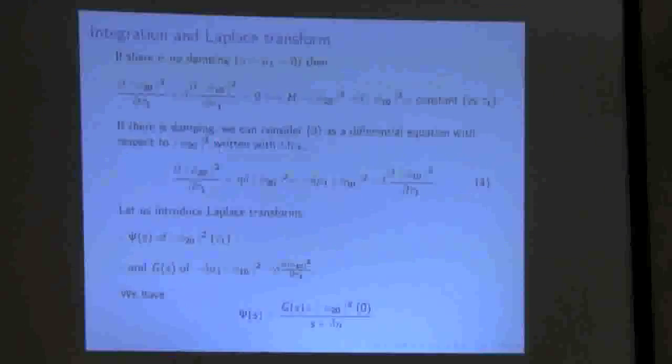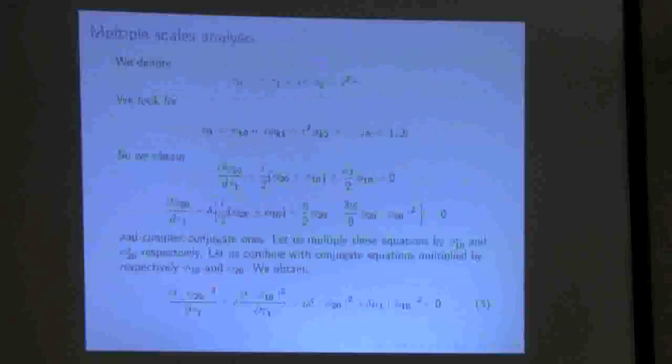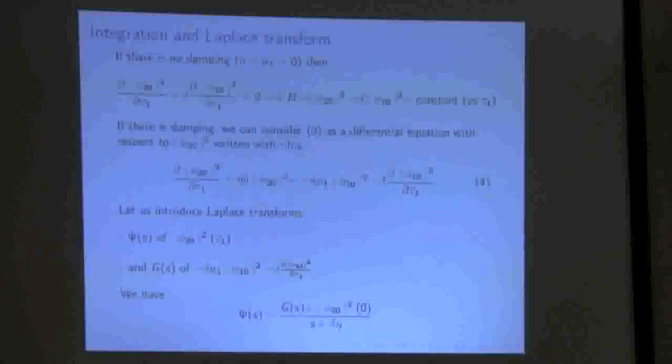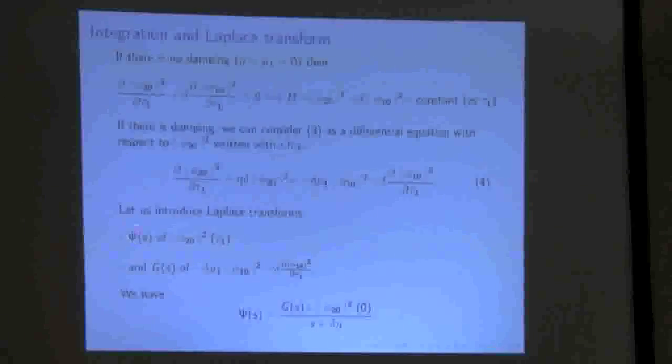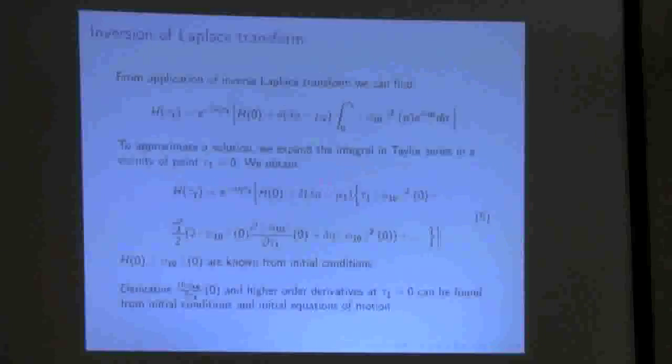If there is damping, we can consider that this equation 3 is a differential equation with respect to modulus of phi 2 0 square, written with the right hand side. Okay, and then if we introduce Laplace transform, so capital psi is Laplace transform of this, G is Laplace transform of that term, we are able to write capital psi of S equal to this function. Then, if I write inverse Laplace transform, I get this.